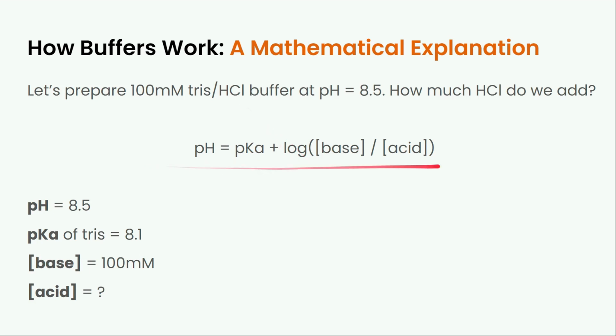So we've got the Henderson-Hasselbalch equation here. I've written down the terms on the right-hand side, and then I've written down everything we know. So that pH, we've set it at 8.5. pKa of tris is 8.1 at 25 degrees. You can look that up. The concentration of base we've set at 100 millimolar. So how much acid do we need?